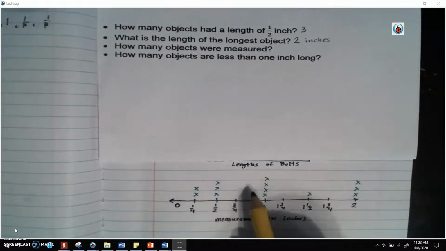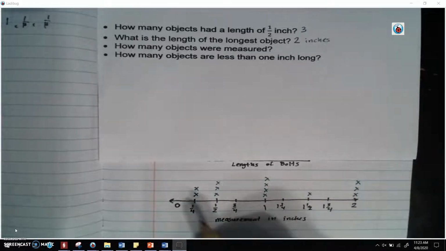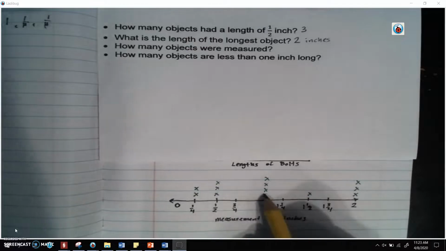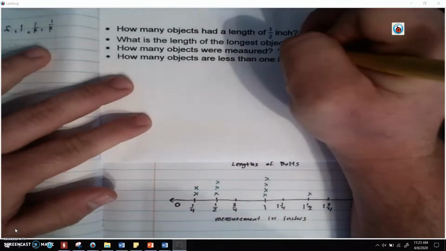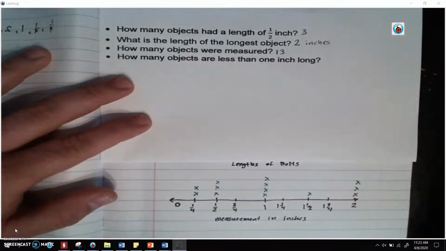All right, next it says, how many objects were measured? So all of these X's represent an object that was measured. So what I'm going to do is I'm going to count all of those up. So 1, 2, 3, 4, 5, 6, 7, 8, 9, 10, 11, 12, 13. So I had 13 objects that were measured.